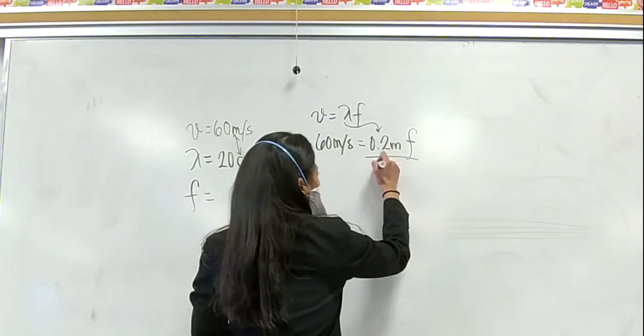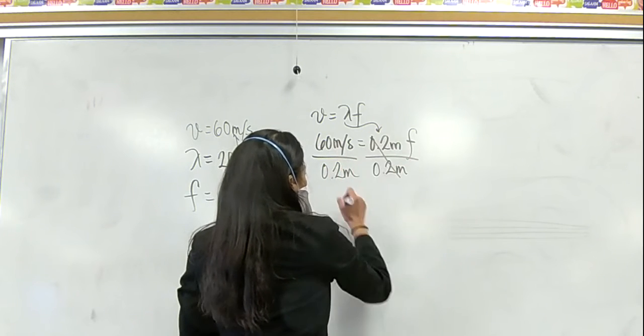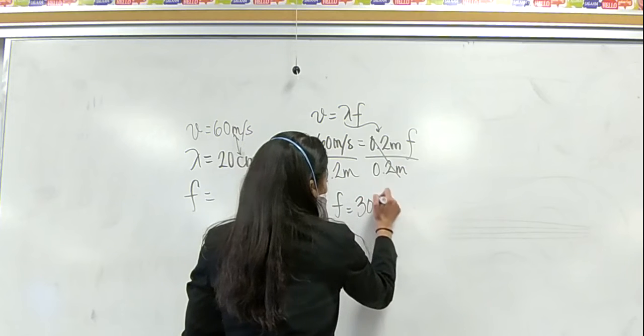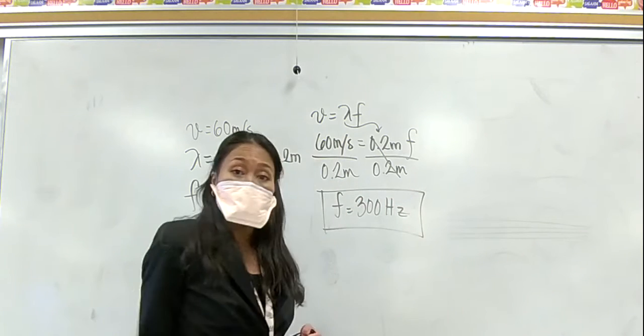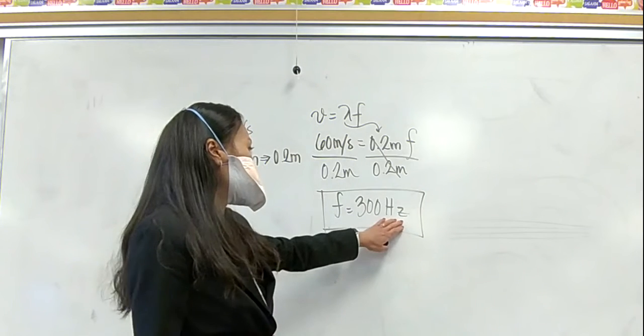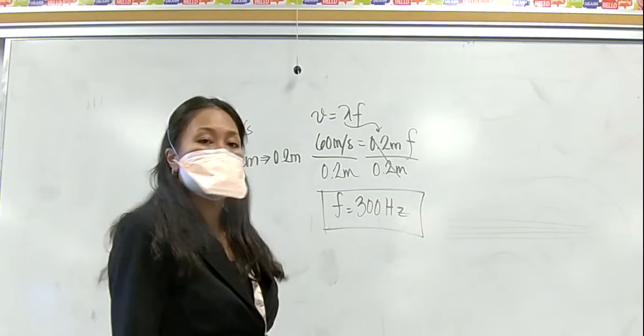If I divide the 0.2 meters from both sides, I end up with a frequency of 300 hertz. Another unit that you have to memorize. For frequency, we use the unit hertz. So that gives me my frequency.